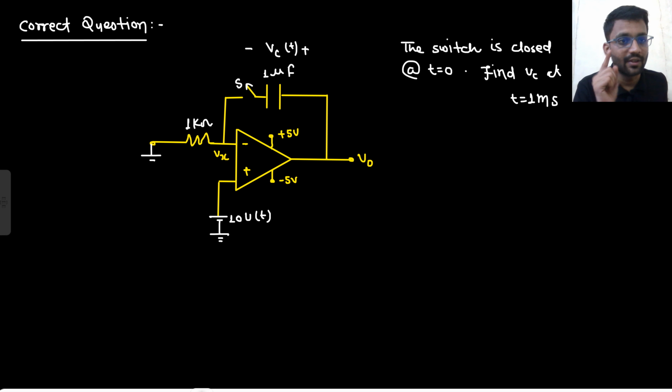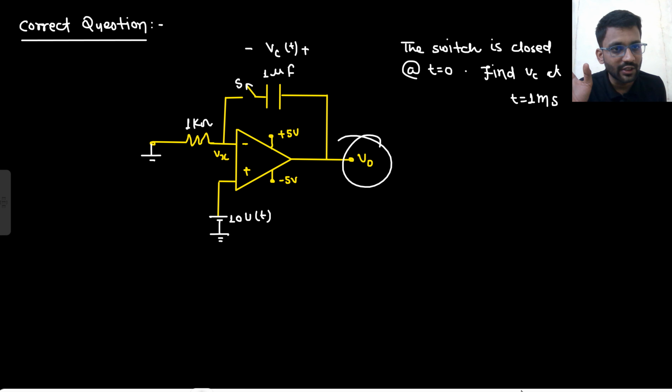The input is tapped. For t less than 0, there is no input in the circuit. This node is also at 0. So V0 will also be not saturated. There will be nothing at V0, because this node is also at 0. So output will remain at 0 only. Are you getting this point? So for t less than 0, nothing will be happening in the circuit. So the output will not be saturated.